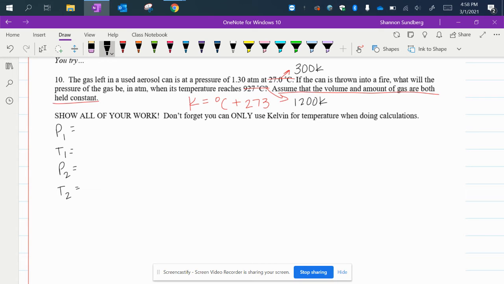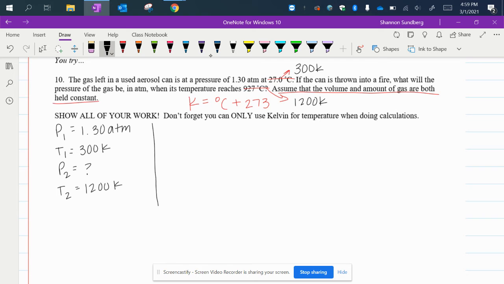So my first pressure is 1.30 atmospheres. My first temperature is 300 Kelvin. My second pressure is what I'm trying to find. And my second temperature is 1200 Kelvin.